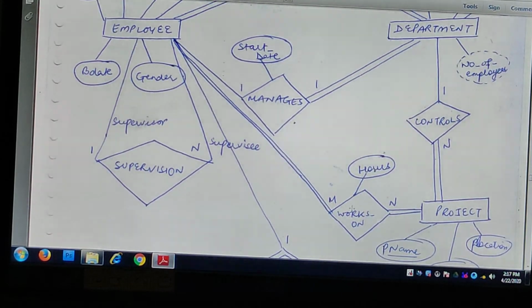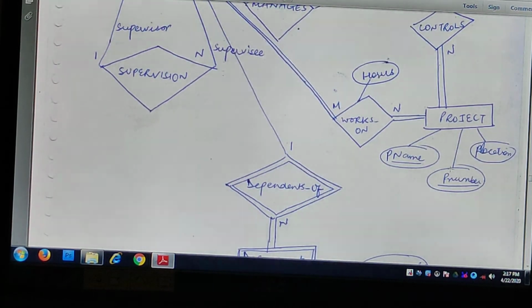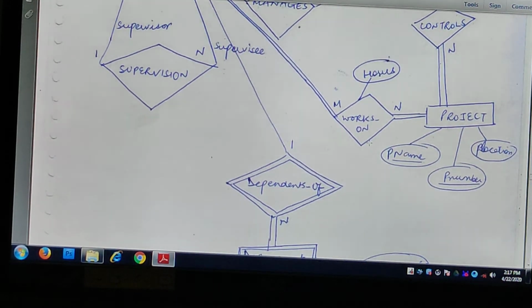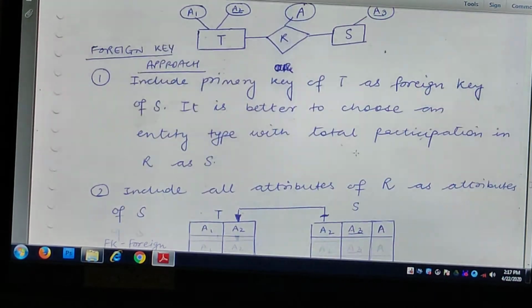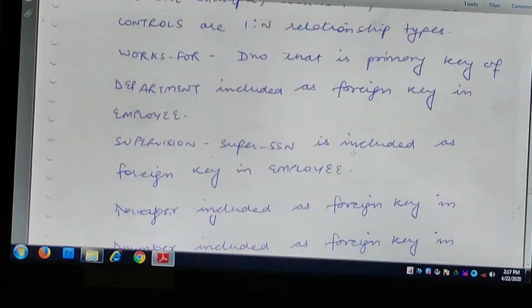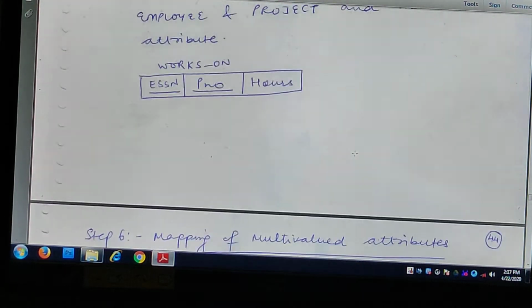Yes, works on. It means we will create a separate table for the works on relationship, and the attributes we will be having in the works on relationship table are the primary key of employee, that is SSN, the primary key of project, that is P number, and the R's attribute. So we will be having 3 attributes in the table of the works on relationship. Now I guess we have mapped all the relationships. What we are left with is this.